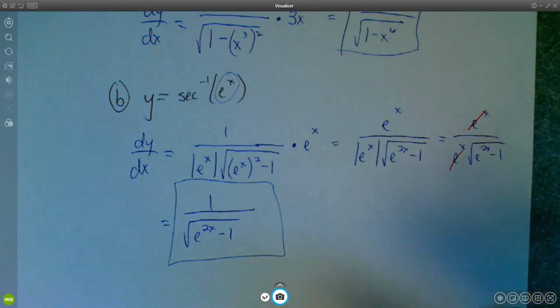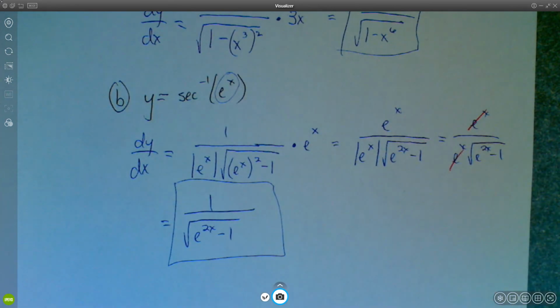Okay, and that's that one. Those are all the examples that I have for you from this section.